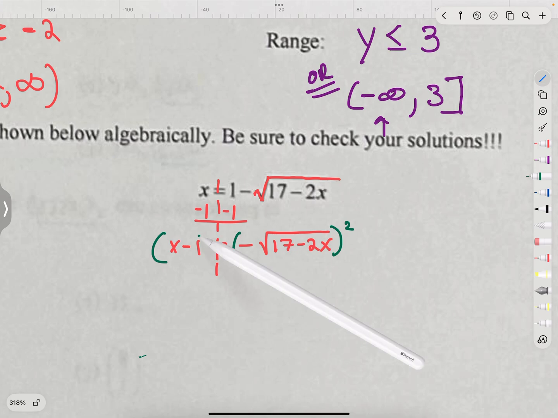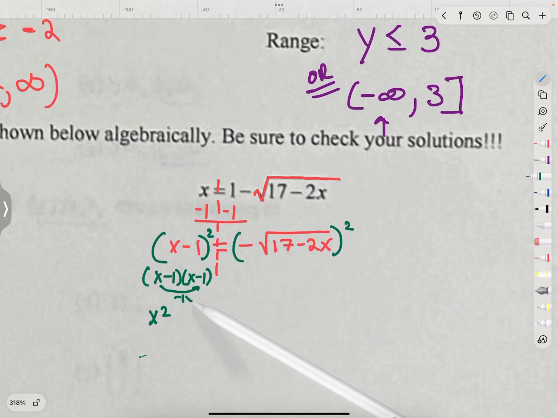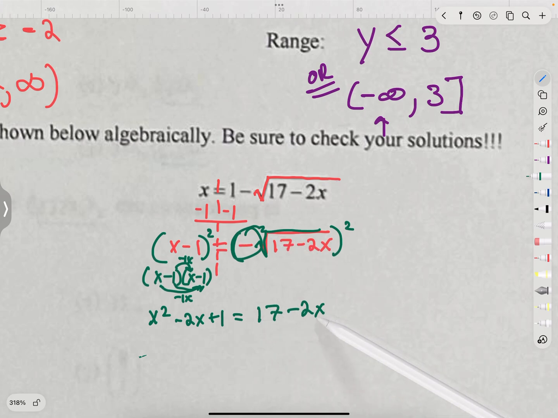And that's okay because it's a negative sign. I'm just going to square this side now. On the left side, you have to be a little careful because this is really x minus 1 times x minus 1. So if I do all my distribution, this outside product is negative 1x. This product is negative 1x. So I get negative 2x on the inside and then negative 1 times negative 1. This side, I square it, so negative times negative becomes positive. And when you square a square root, those two just cancel each other out. It just becomes 17 minus 2x.